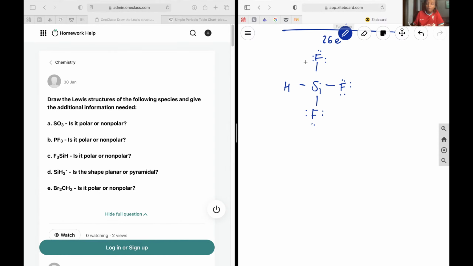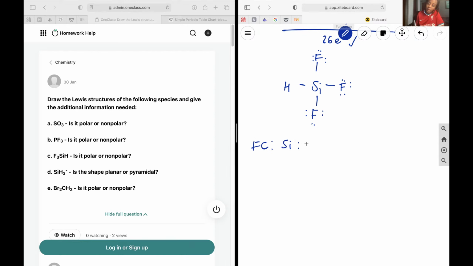And so I fill in my octets on the fluorines, and that will leave me with 2, 4, 6, 8, 10, 12, 14, 16, 18, 20, 22, 24, 26. All of my valence electrons are taken care of. Let's go ahead and check my formal charges.